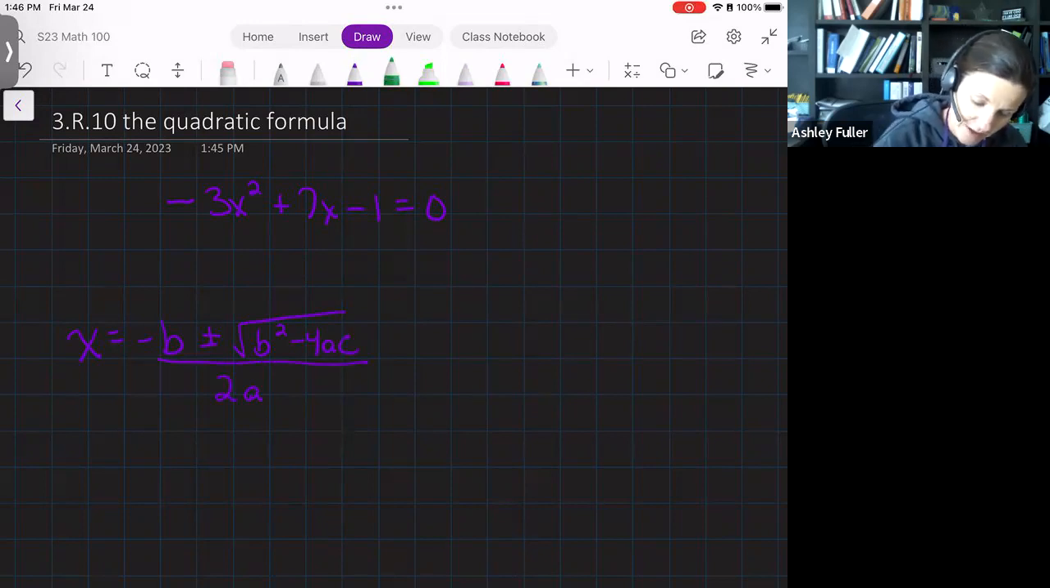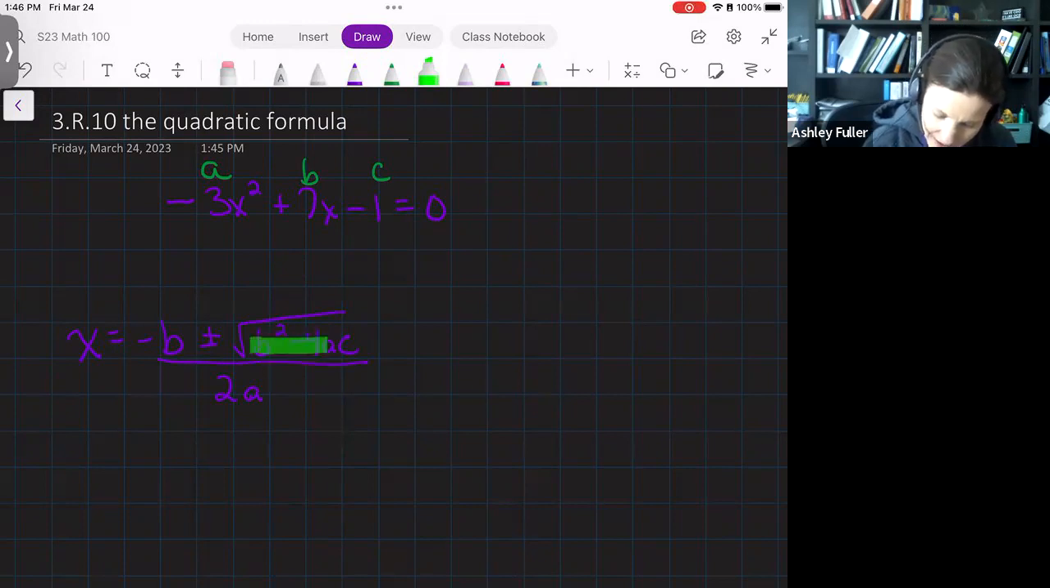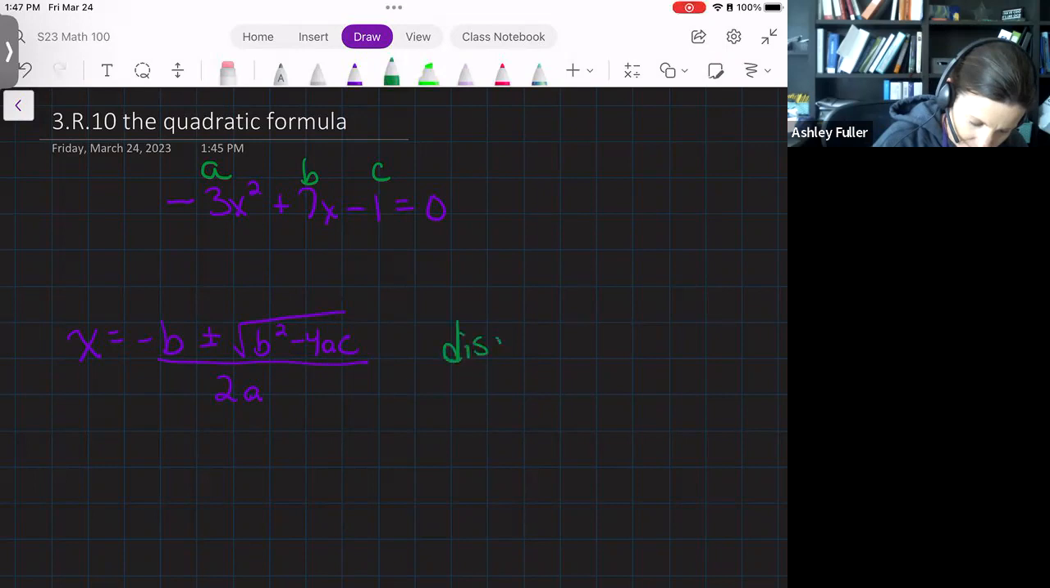And just like with our factoring method, the AC method, these are your a, b, and c values. Again, it has to be in standard form. There are some special pieces to this quadratic formula that I wanted to identify. The portion that is under the radical here, the b squared minus 4ac, is called the discriminant. And there are a couple of key things you can recognize with the discriminant. If the discriminant, b squared minus 4ac, is positive, then the quadratic has two real solutions.